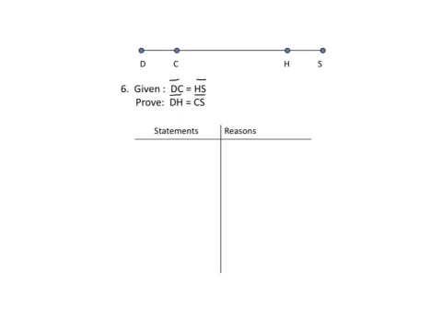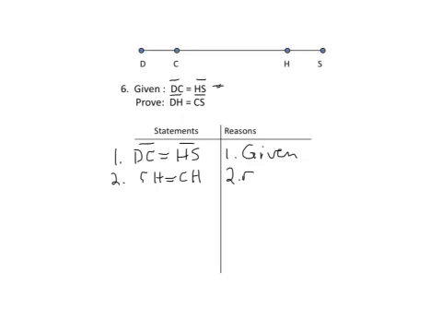So how are we going to state that in our proof? Well, the first thing we need to do is write our given information that DC is equal to HS, and that is given. Then, knowing that I can add an equal value to both sides of an equation, using my given equation here, I can add CH to both sides, but in order to do that, I first have to state that CH is congruent to CH by reflexive.